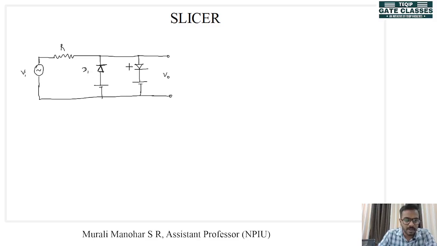This is diode D1, diode D2. This reference voltage is VR1. This reference voltage is VR2. Okay. Before getting into the working of the circuit, we are assuming that diodes are ideal as usual, and VR2 is greater than VR1. This is the condition here. VR2 is greater than VR1.